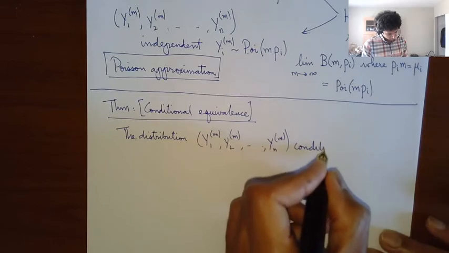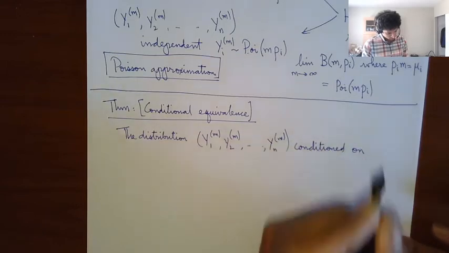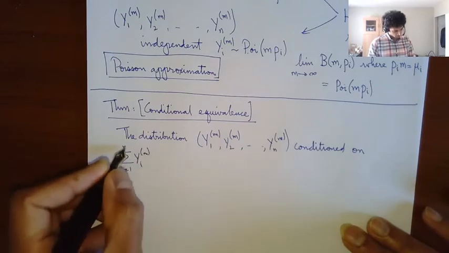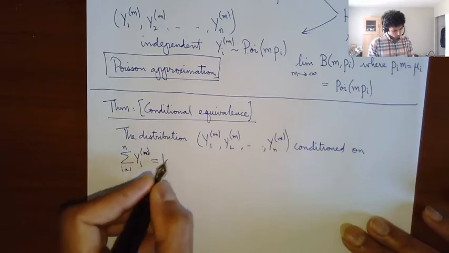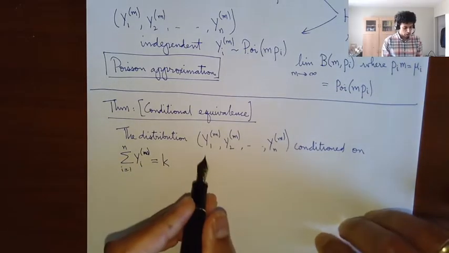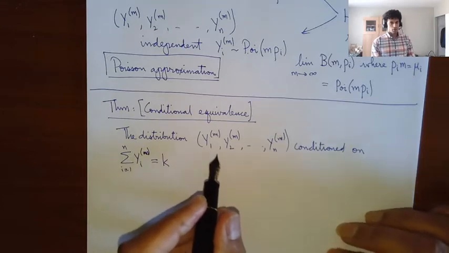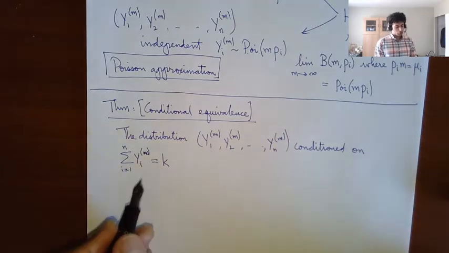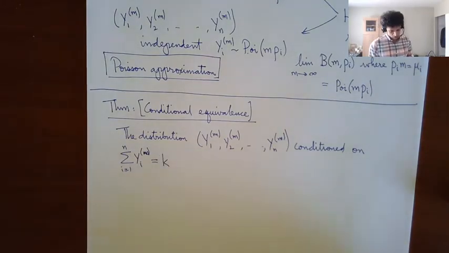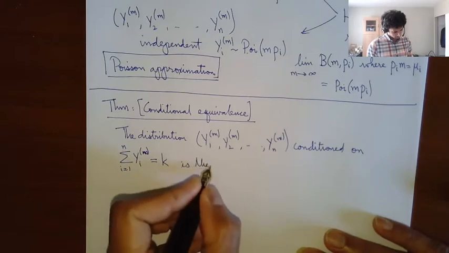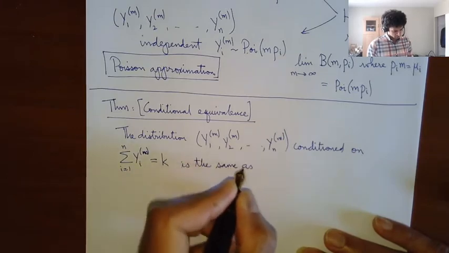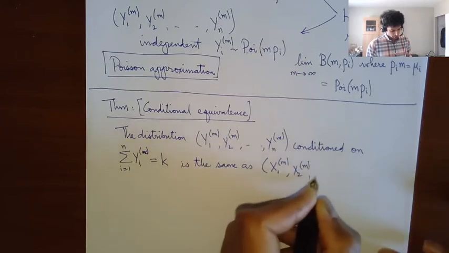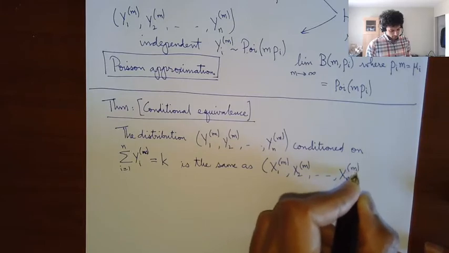conditioned on the summation of yim, where i is going from 1 to n, being equal to k. So if you do these n independent Poisson draws and condition on the fact that the sum is equal to k, this conditional distribution is the same as x1m, x2m up to xnm.